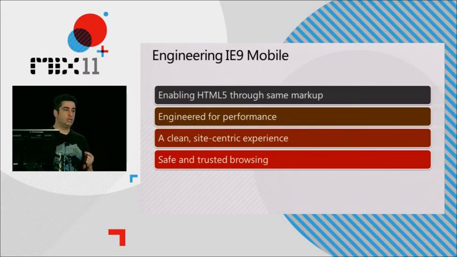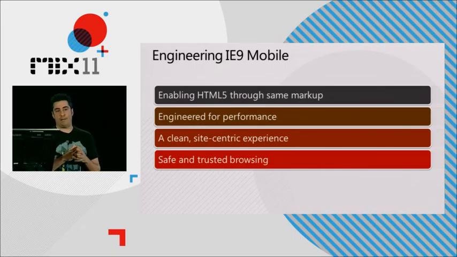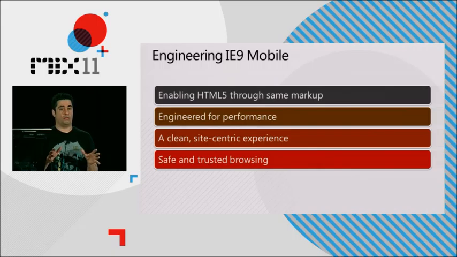One was, let's enable HTML5 via the principle of same markup, right? We heard loud and clear developers were coming to us saying, look, I'm tired of having to write different code to get my site to look good on different browsers. So we heard that loud and clear. We wanted to make sure that same markup. Now, to be clear, same markup does not mean you mark up your site on the desktop and it's going to automatically look great on mobile, right? It'll work, but that's not what same markup means. Same markup means across platforms, you should be able to use the same markup in different browsers.